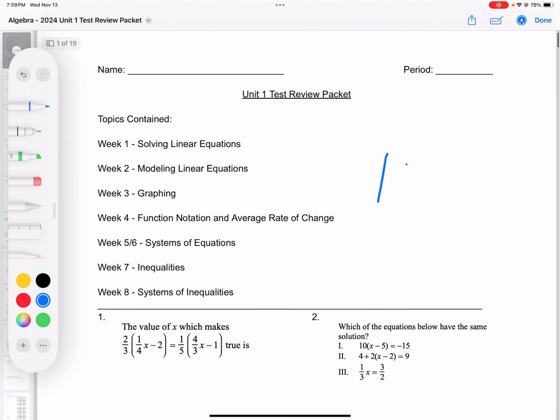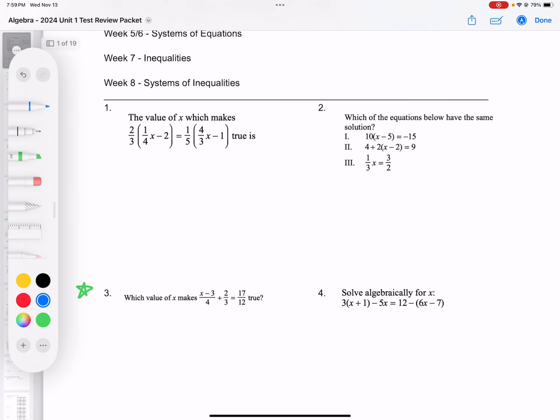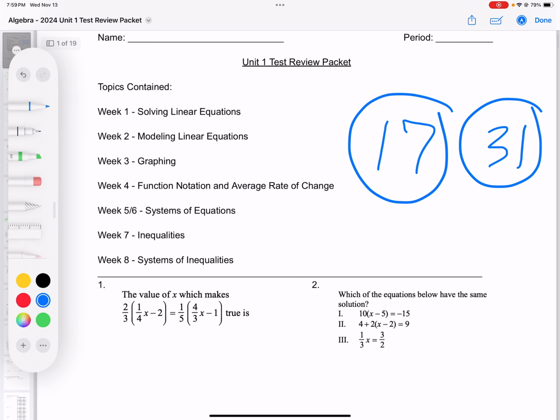There were a bunch of suggestions for questions, but very few questions repeated more than once. So the two questions I'm going to spend the most time on are 17 and 31 because those both received multiple requests. Everything else, I'm just going to do a really brief run over.